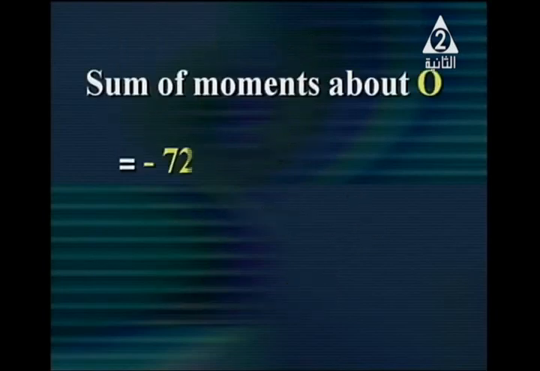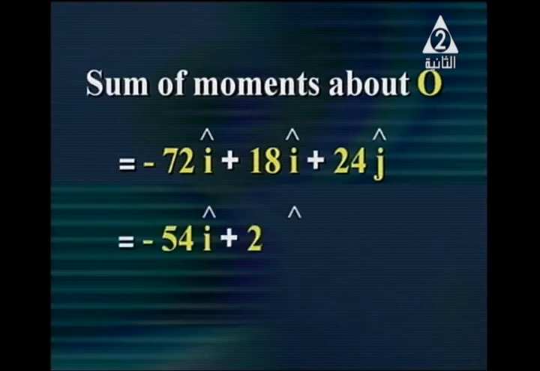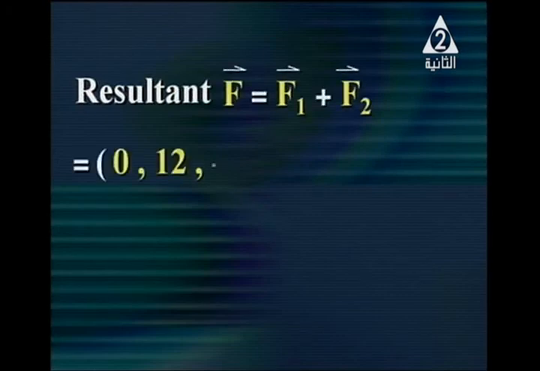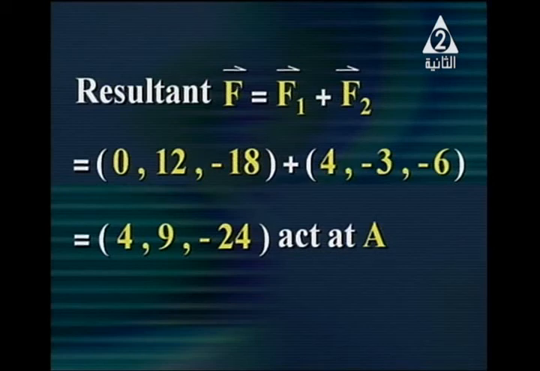The sum of moments about O equals the moment of F1 plus the moment of F2: negative 72i plus 18i plus 24j. Look, negative 72i plus 18i equals negative 54i plus 24j. Then that is the sum of moments about point O. The resultant of F equals F1 plus F2. We add F1 plus F2 and find 4, 9, negative 24 at point A.